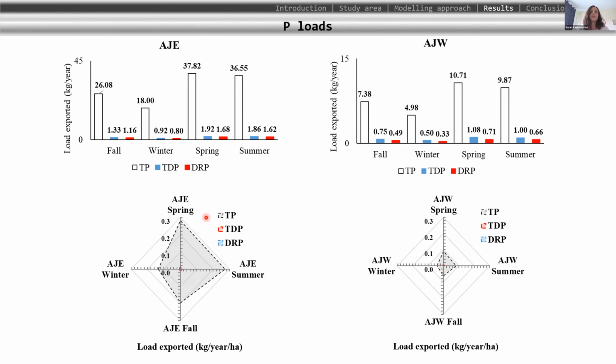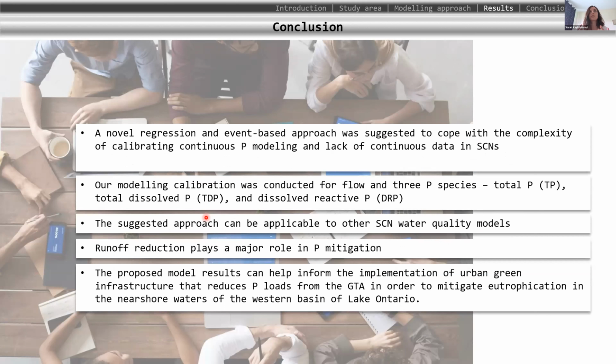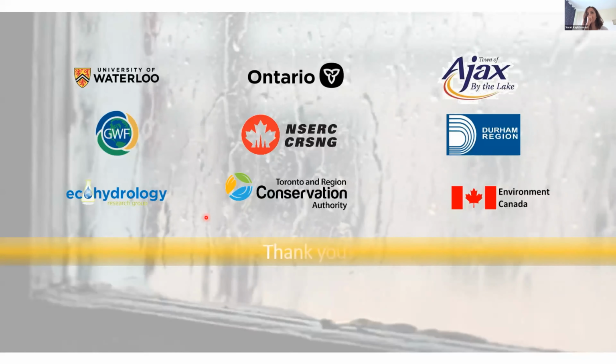So at the end of the day, we were able to compensate for the lack of data and many uncertainties and intermittent data with our different approaches, and finally come up with an event-based approach and calculate TDP, DRP, and TP for these urban settings. And I believe that this method can be used for other urban stormwater collection networks.